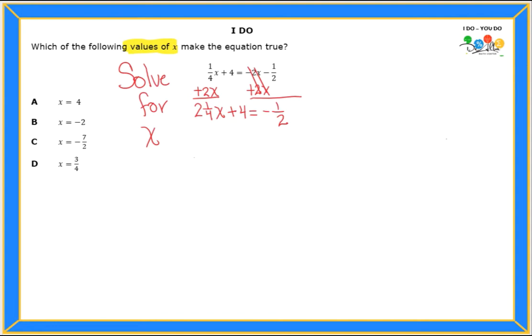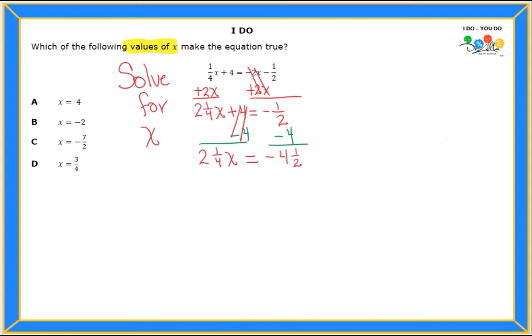Okay? Now, since I want to leave x by itself, I need to first get rid of the plus 4. How do I get rid of a plus 4? By subtracting 4 on both sides. Okay? So I subtract 4 on both sides, and I'm still going to bring the 2 and 1/4 x. My 4's are going to cancel, of course. That's the whole idea. And on the other side, I'm going to have negative 1/2 plus a negative 4. So I am going to get negative 4 and 1/2.